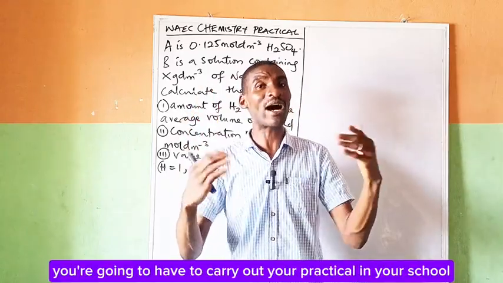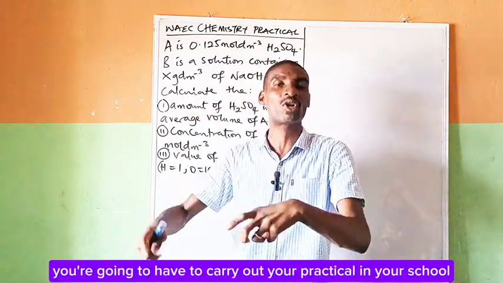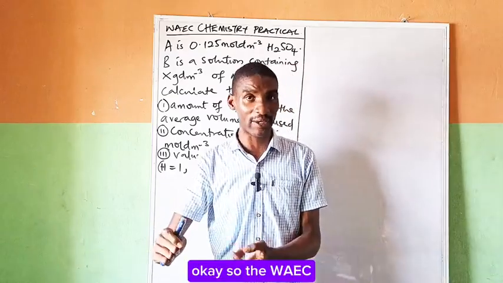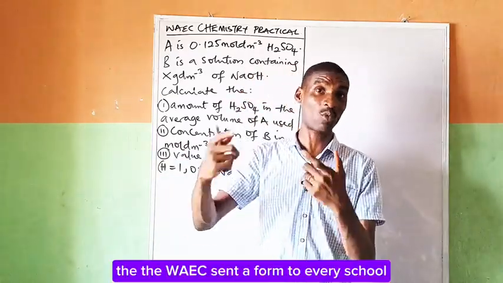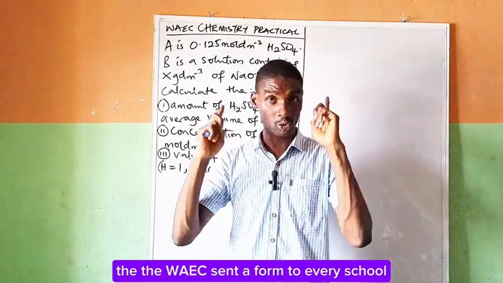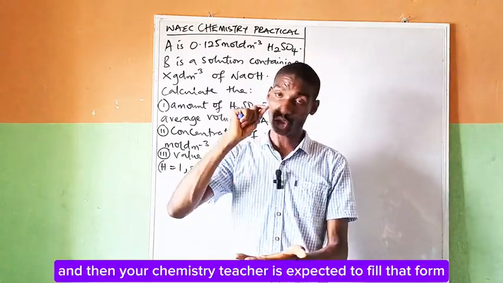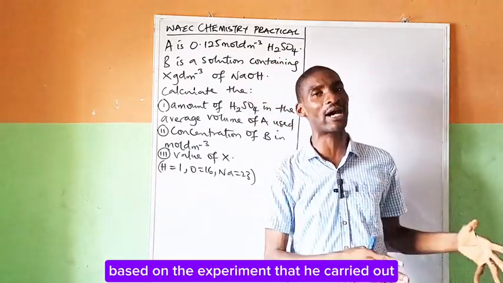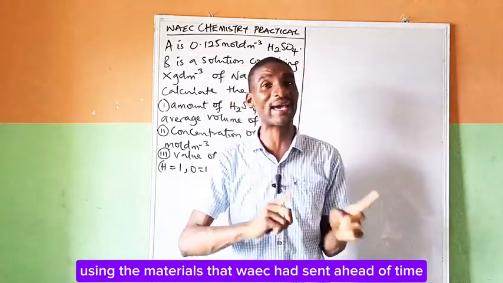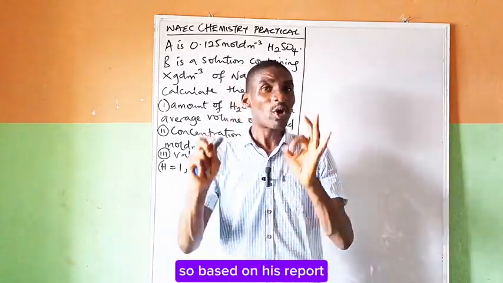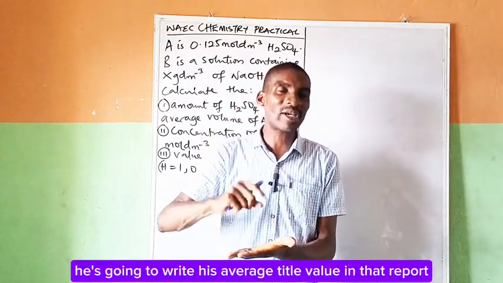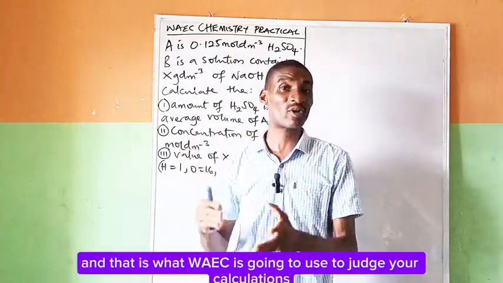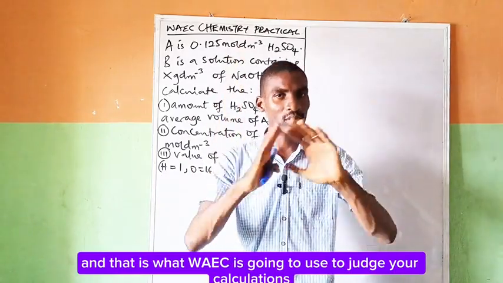Each school is going to carry out the practical in your school, and there's a report that your chemistry teacher is going to write. WAEC has sent a form to every school, and your chemistry teacher is expected to fill that form based on the experiment he carried out using the materials that WAEC had sent ahead of time. Based on his report, he's going to write his average titre value in that report, and that is what WAEC is going to use to judge your calculations.